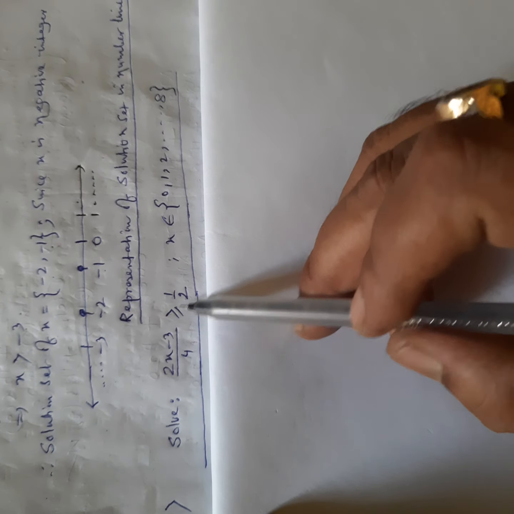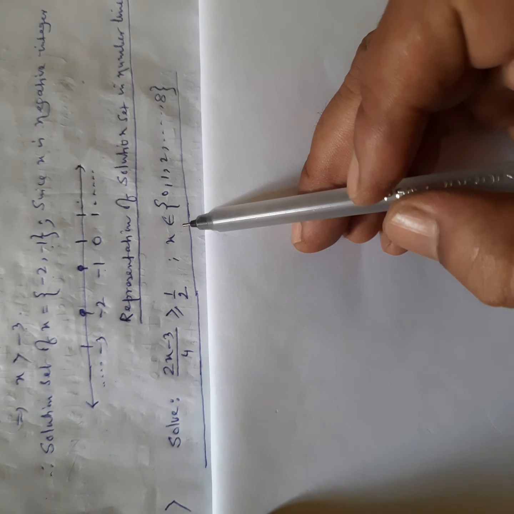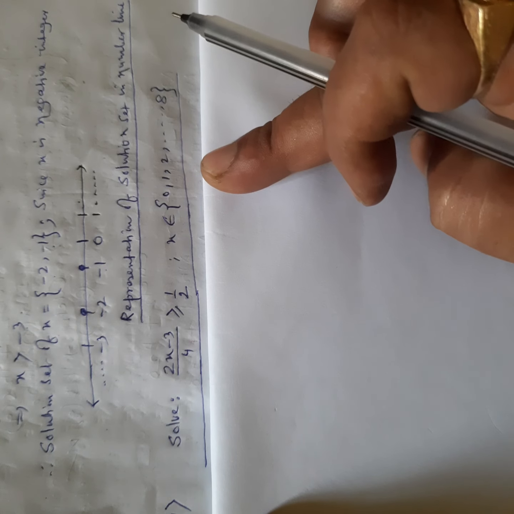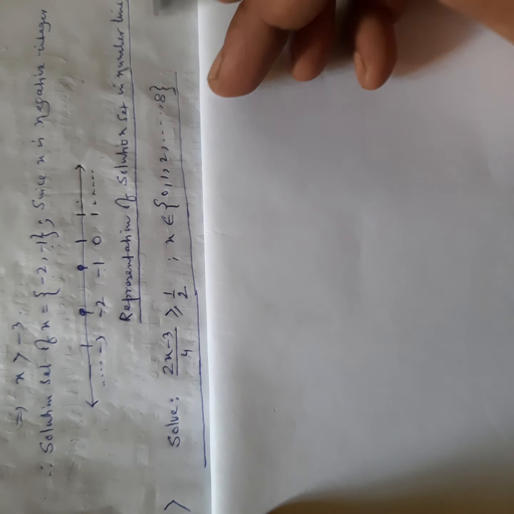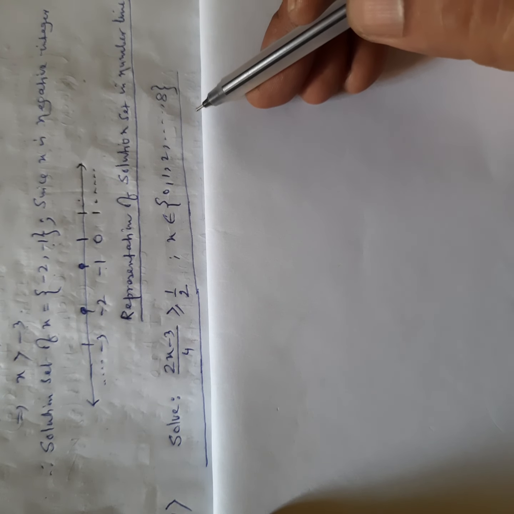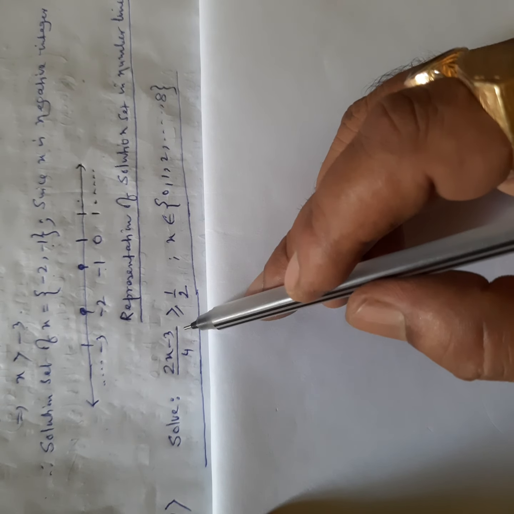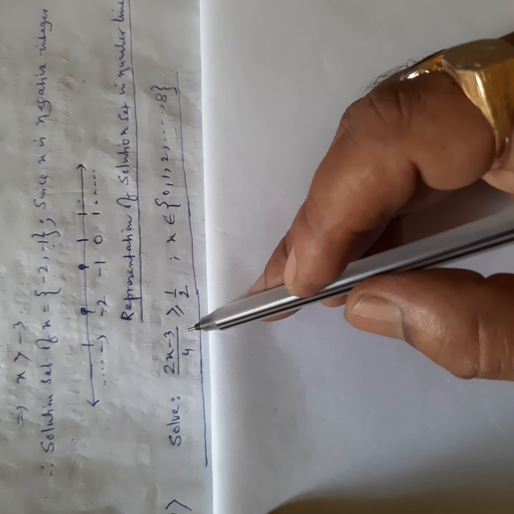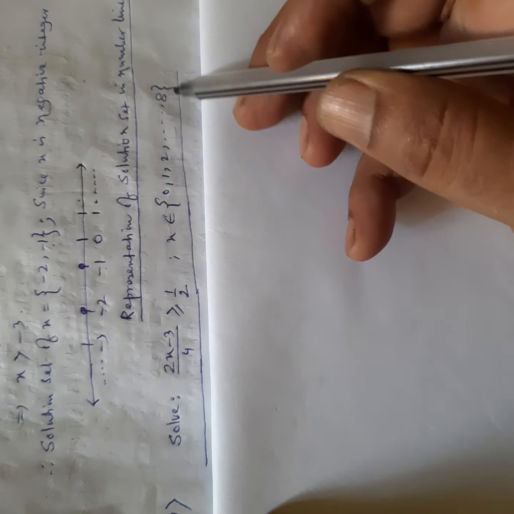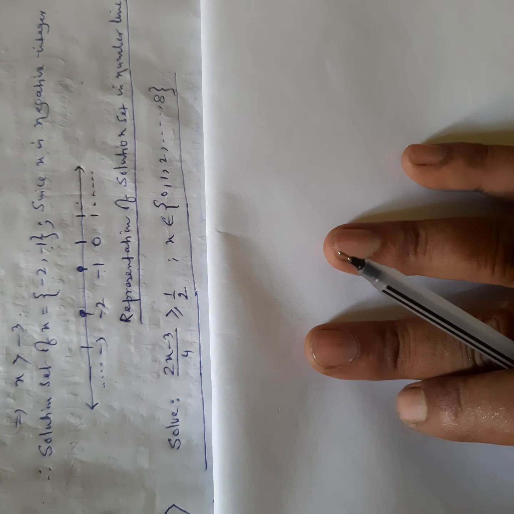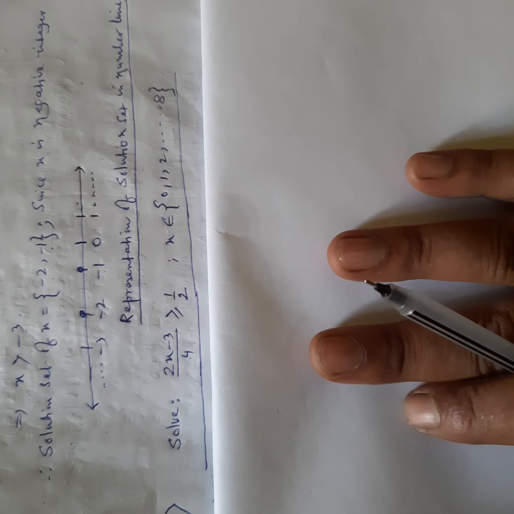Next, solve (2x − 3)/4 ≥ 1/2 such that x belongs to {0, 1, 2, ..., 8}. We solve this inequation and we get the solution from this set. Let us see the solution.